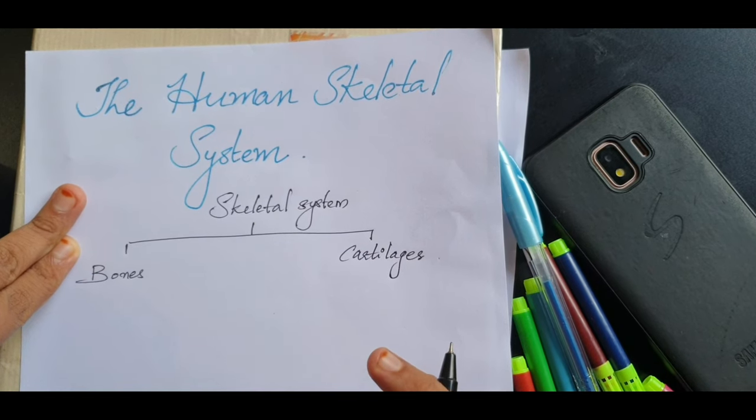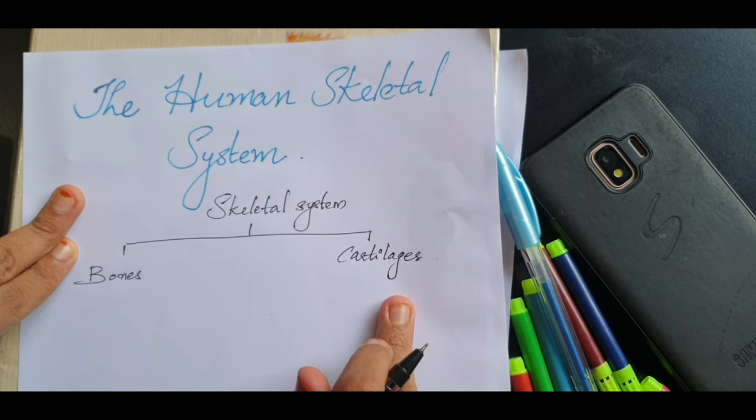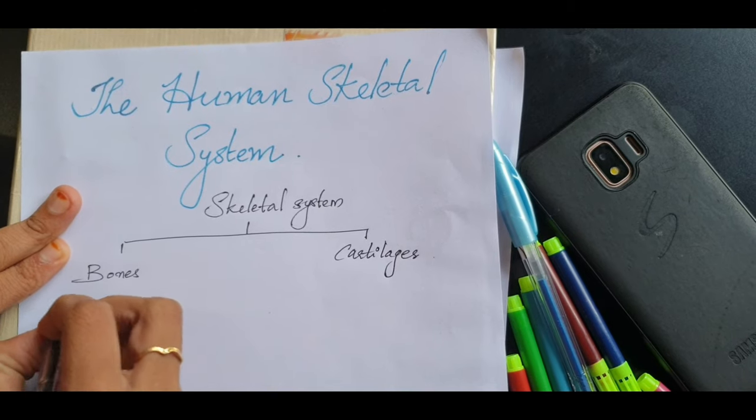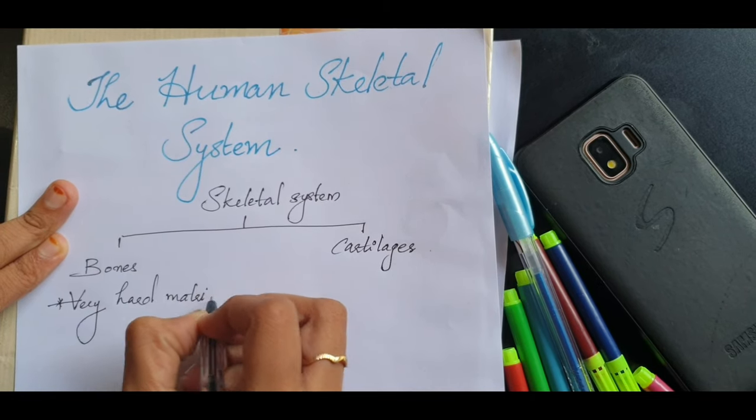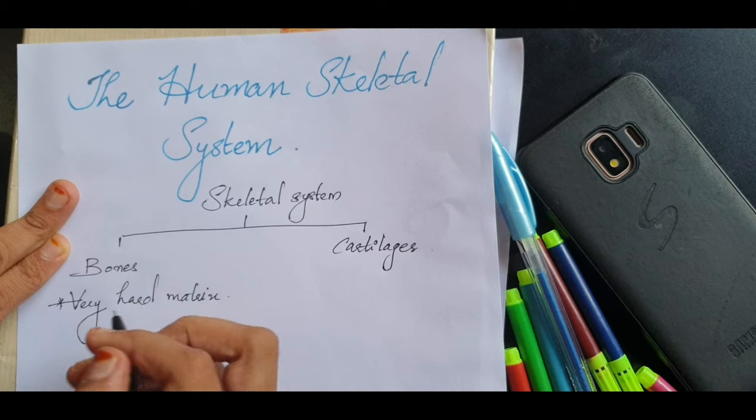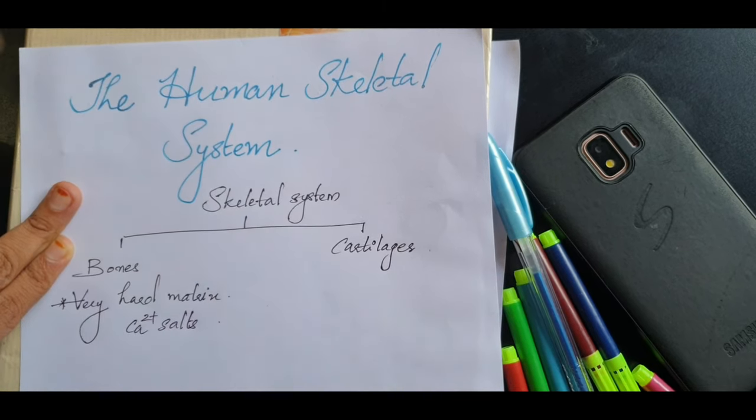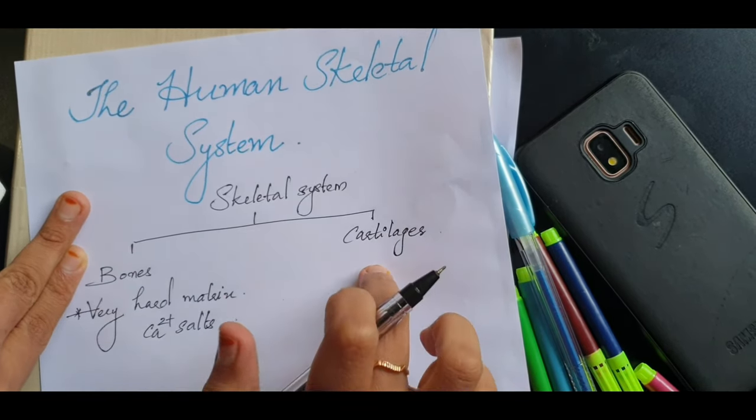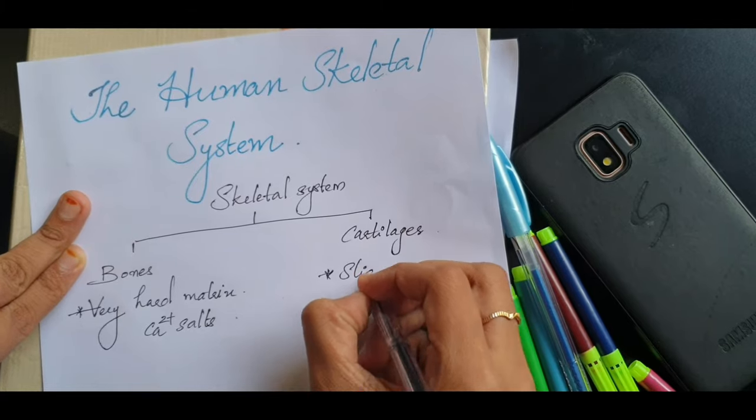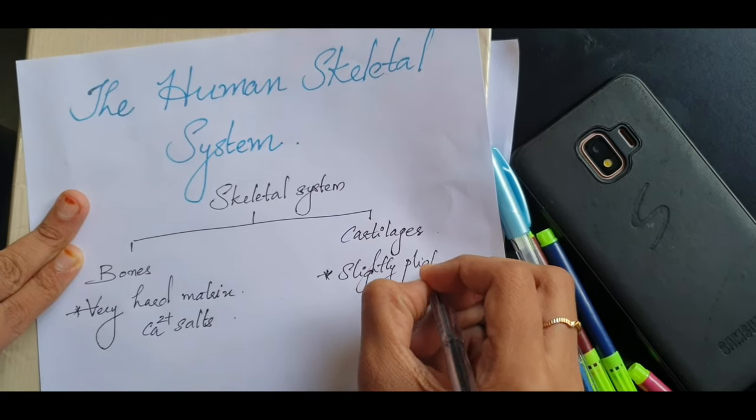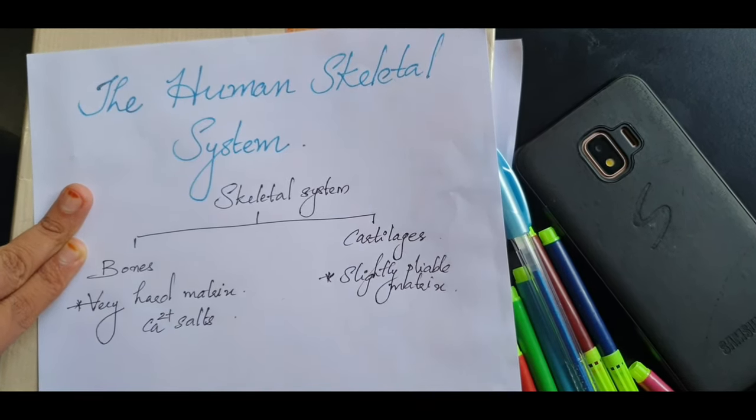So bone and cartilage are specialized connective tissues. Both are specialized connective tissues. Bone has a very hard matrix, and this is due to calcium salts. Next, cartilage. Cartilage has a slightly pliable matrix, and it is due to chondroitin salts.